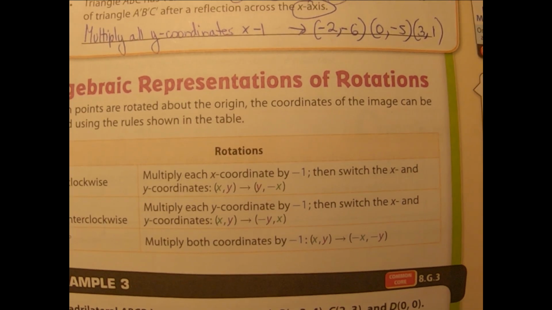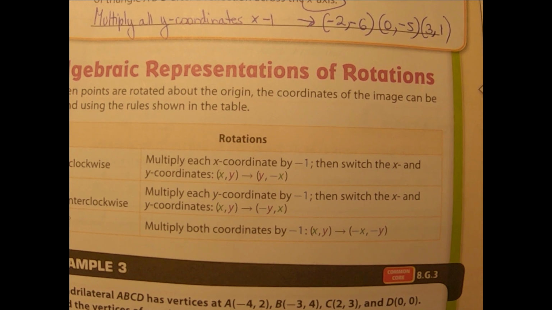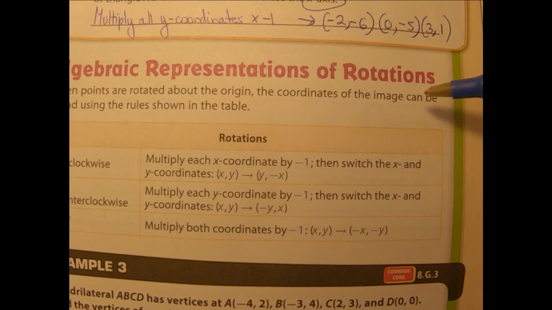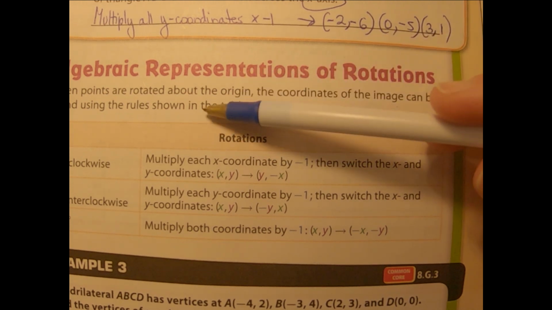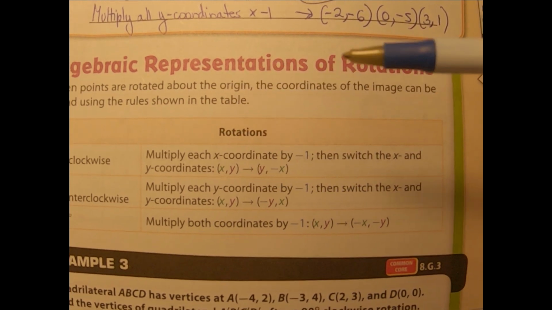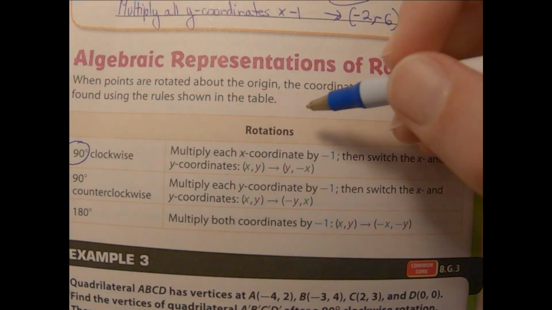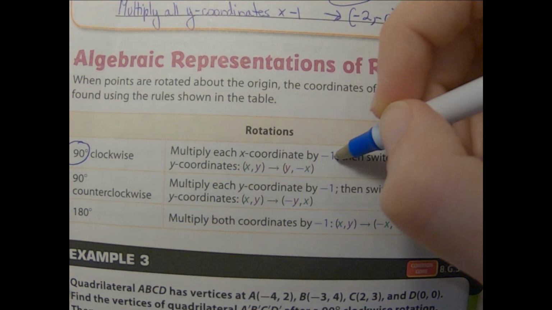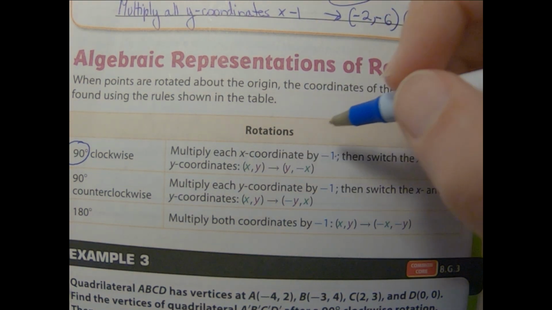Now, how about a rotation? This makes it much easier to work with. When points are rotated about the origin, the coordinates of the image can be found using the rules shown in the table. So here's the table. If I am rotating 90 degrees clockwise, I am going to multiply each x coordinate by -1 and then just switch the x and y.